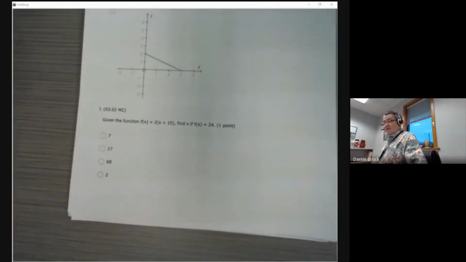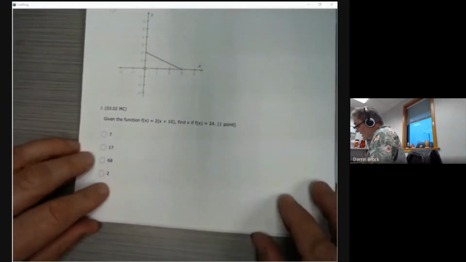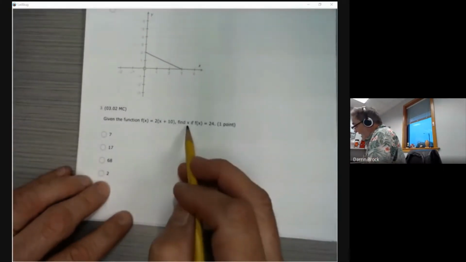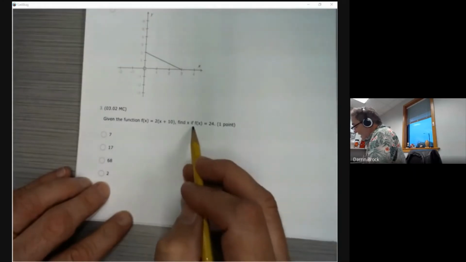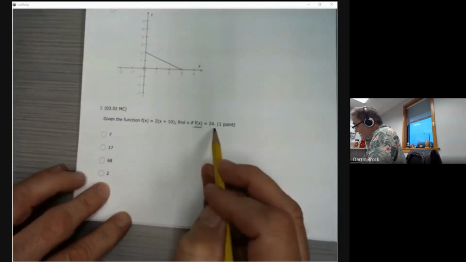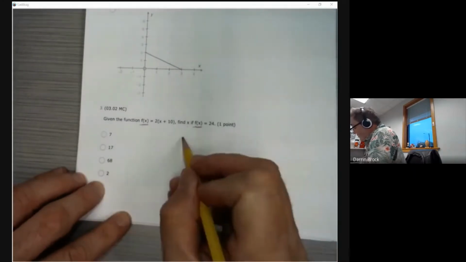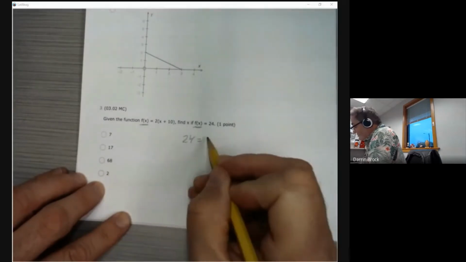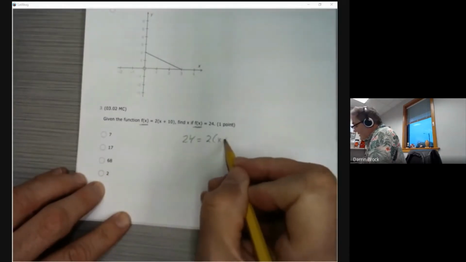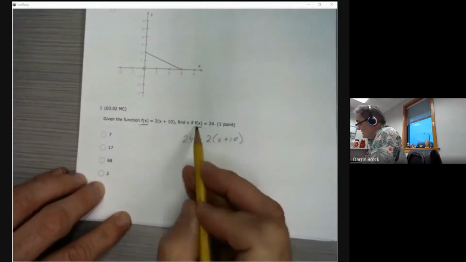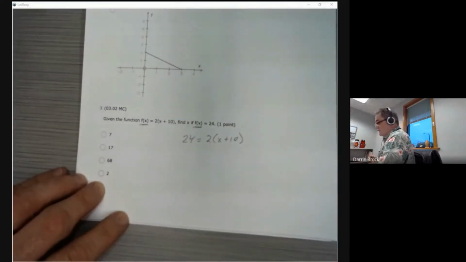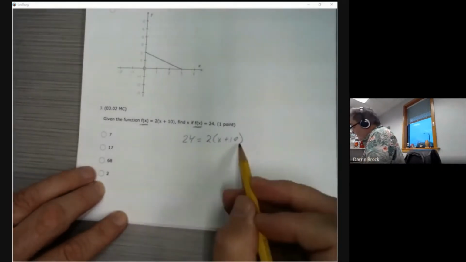Okay, given the function f of x equals 2 times x plus 10, find x if f of x equals 24. So this equals 24. 24 equals 2 times x plus 10. It didn't say x equaled 24. It said f of x equals 24. So we have to solve this.